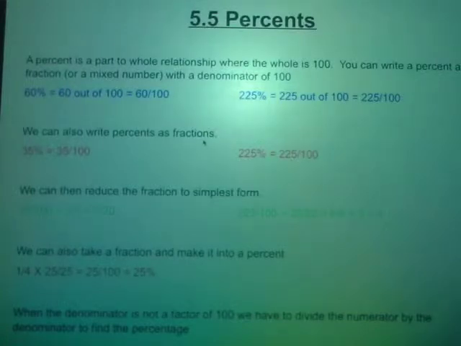I talked about this in my lecture, but basically a percent is a part-to-whole relationship where the whole is 100. You can write a percent as a fraction or a mixed number with a denominator of 100. So in blue I've given you a couple of examples. We start with 60%, which is 60 out of 100 and can be written as the fraction 60 over 100.